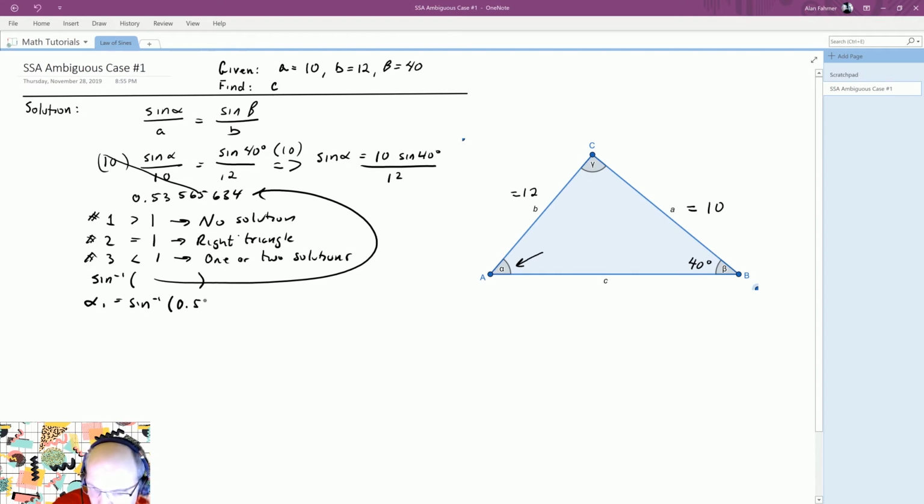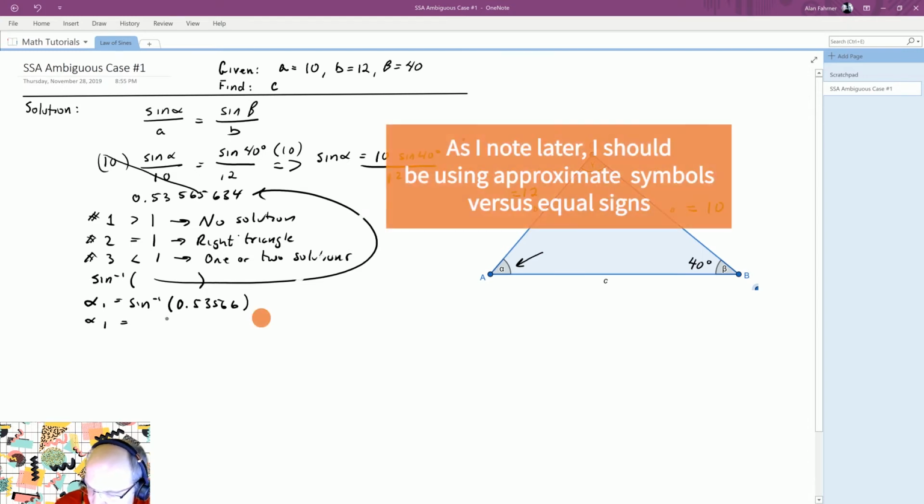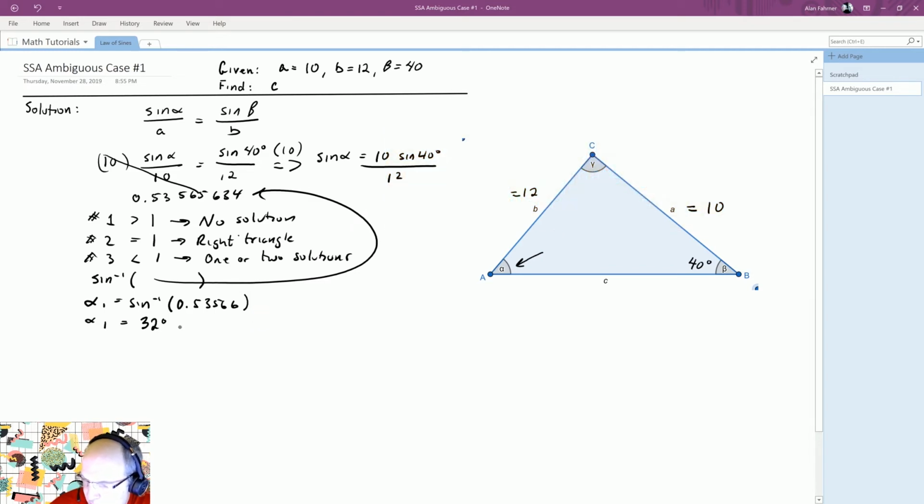So let's go ahead and go at least to 6, 5, 3, 5, 6. Let's go with 6 just so that we have it there. And let's figure out what alpha 1 is. To make this easy, we're going to leave it without much precision. Okay, so alpha 1 equals, we're just going to say it's 32 degrees. So the first thing we calculate for alpha is 32 degrees, which, by the way, makes a lot of sense because if 40 degrees is opposite 12, then with an acute triangle, you would expect 10 to be opposite a smaller angle. Okay, so now we know alpha 1.